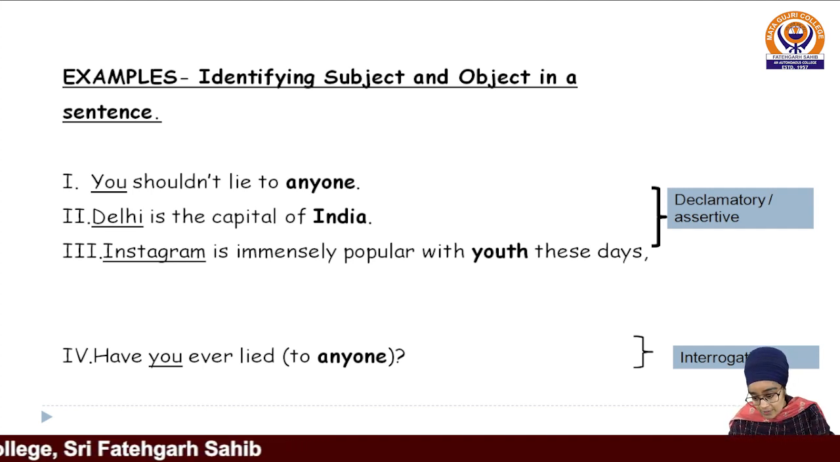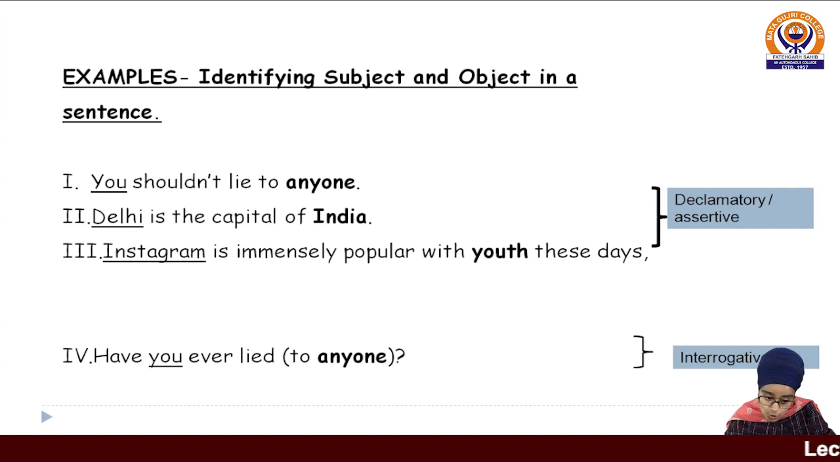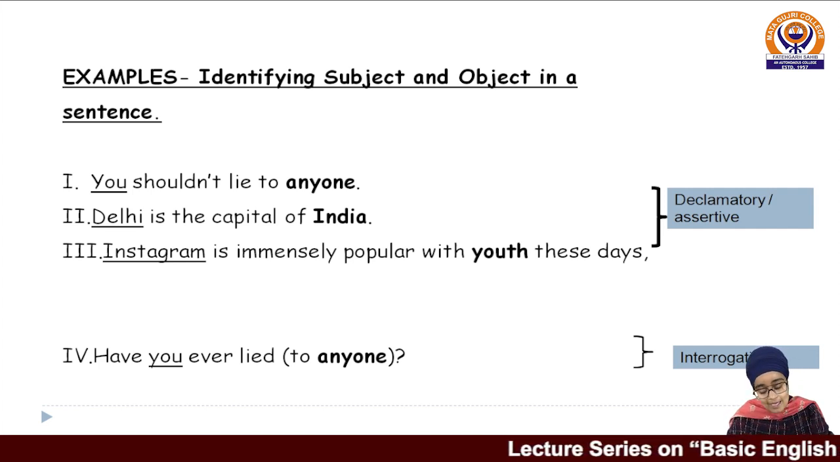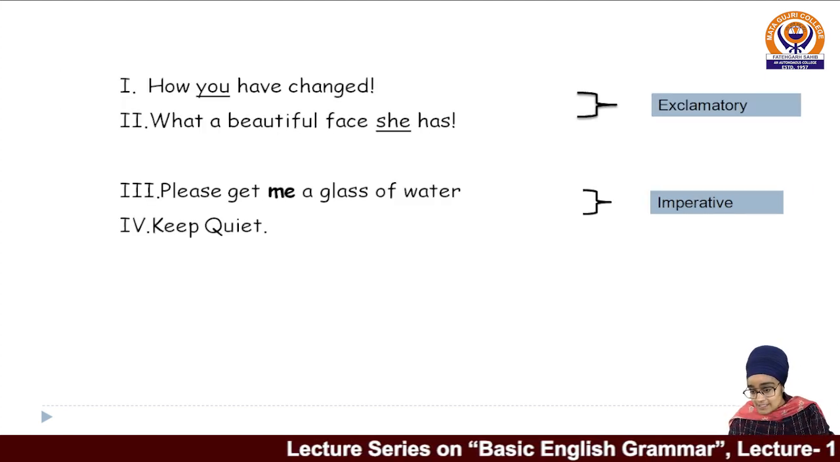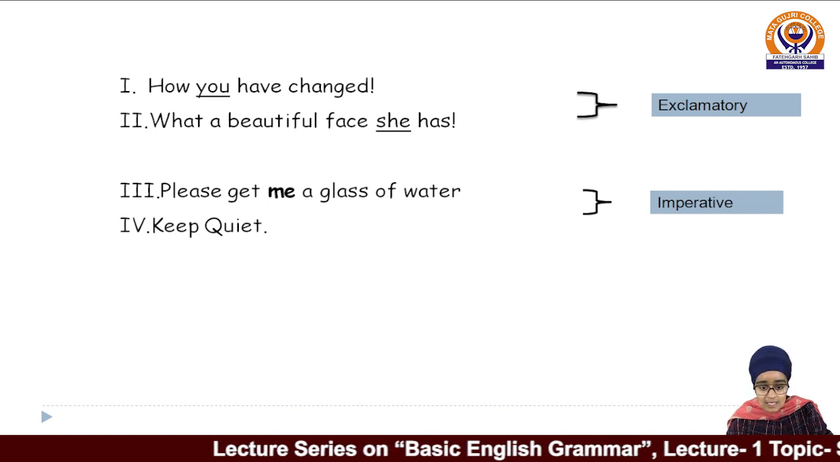So let's come to interrogative sentences. Have you ever lied to anyone? So you, the doer of this action, is the subject but not the first word in the sentence. Now, the object in this sentence is anyone. So you can even mention the object, and in some cases you can even omit the object where it is self-explanatory. Third kind of sentences, exclamatory sentences.